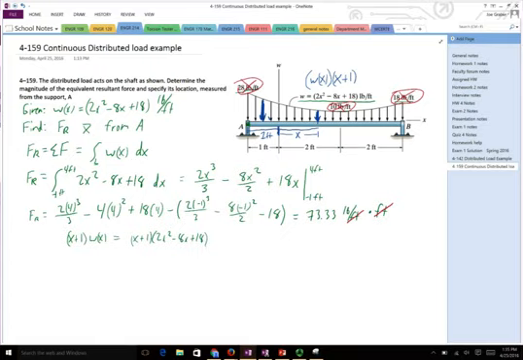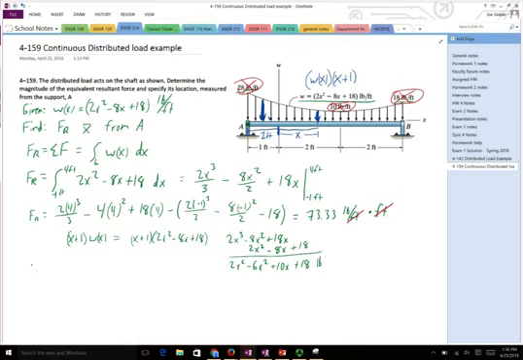That's going to be, I'm just going to FOIL it out here, 2x cubed minus 8x squared plus 18x. Now with the 1 multiplied would be 2x squared minus 8x plus 18, so 2x cubed minus 6x squared plus 10x plus 18. And what are our units? Well, we have pounds per foot times foot, so this would be pounds.